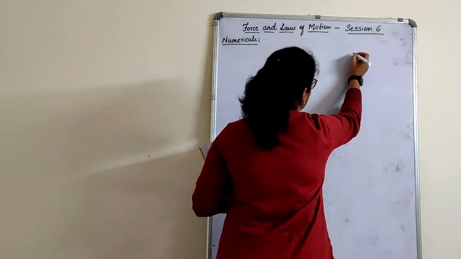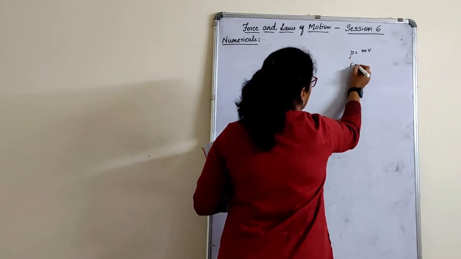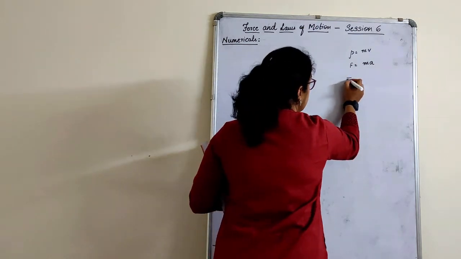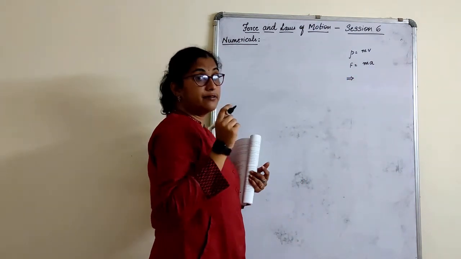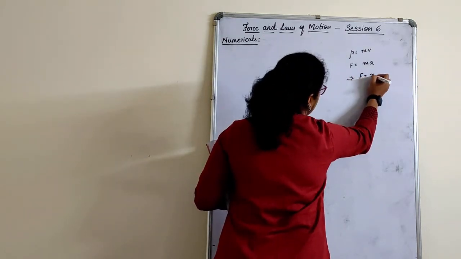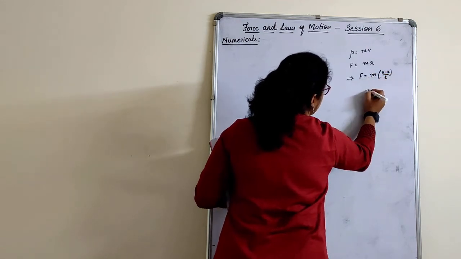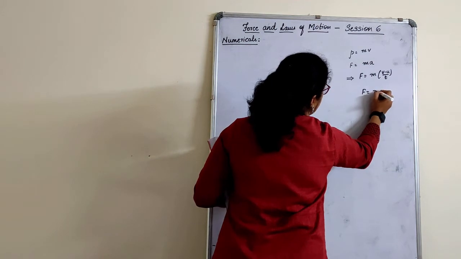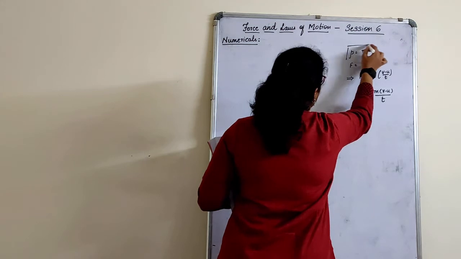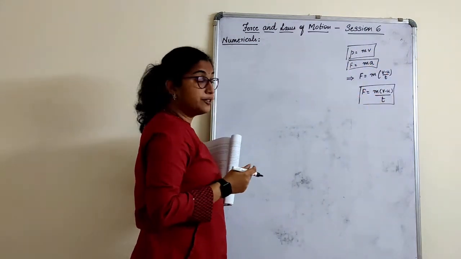Momentum is equal to mass into velocity. Force is equal to the product of mass and acceleration. Here we do not use the word acceleration much; we use velocities. This can also be written as a equals (v minus u) by t. So another formula is F equals m of (v minus u) by t.